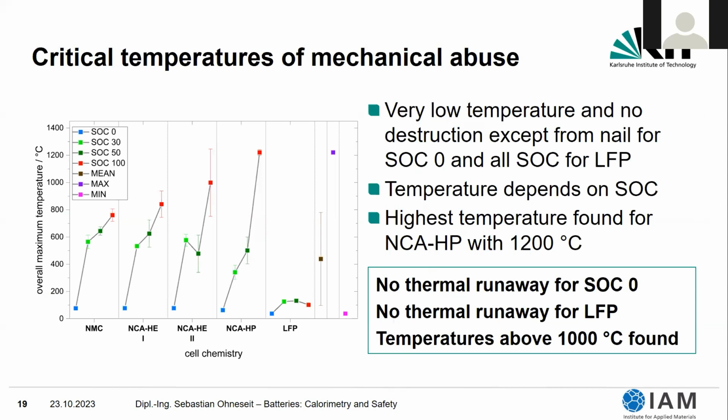Let's once again compare the different cathode materials and also have a look at how the state of charge influences the nail penetration. You already know this representation. Overall maximum temperature on the left, different chemistry here, but now we have a little bit different state of charge. For this kind of test, we used 0, 30, 50, and 100% state of charge to compare. And for the overall maximum temperature, we have different thermocouples mounted on the cell. This is the one over all of the different thermocouples.